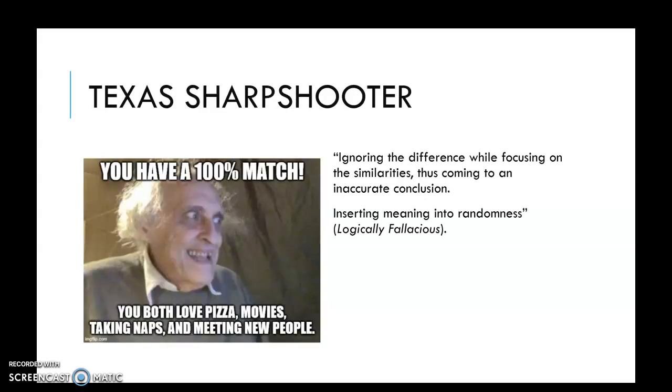The Texas sharpshooter fallacy ignores inconvenient evidence. So if you join a dating site and get matched with a creepy guy based on your common love of pizza and movies, while ignoring your differences in age, values, religion, and desire for children, someone has committed a Texas sharpshooter fallacy.